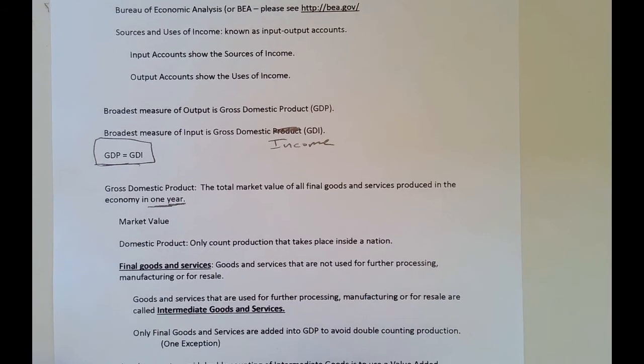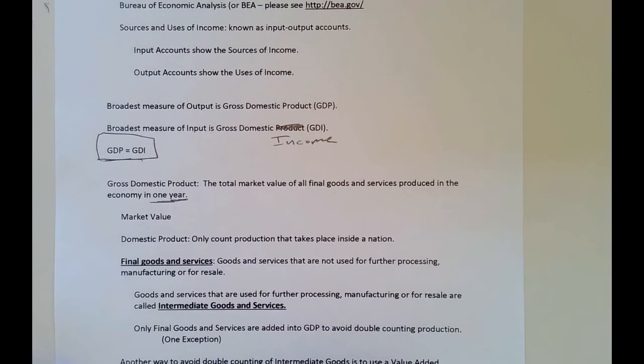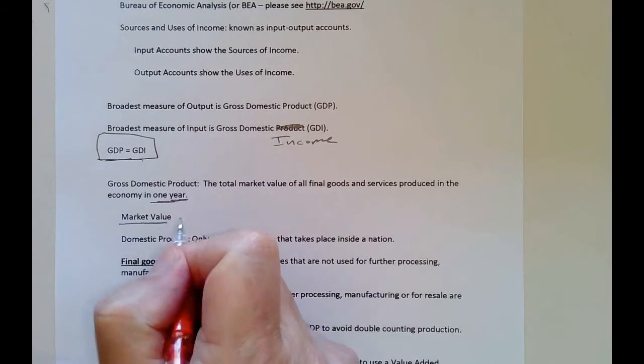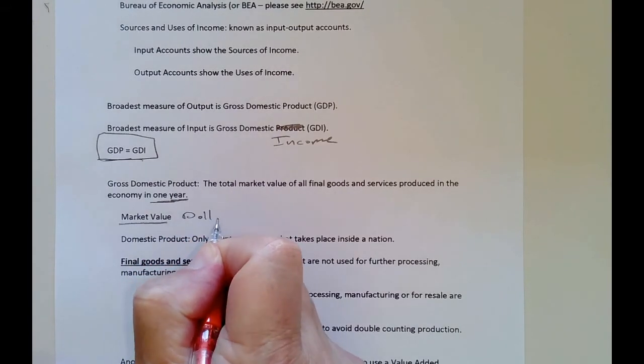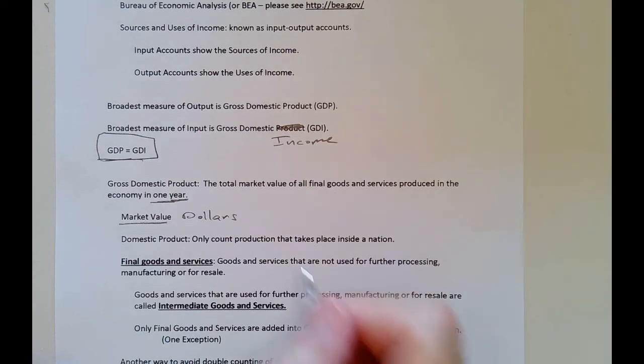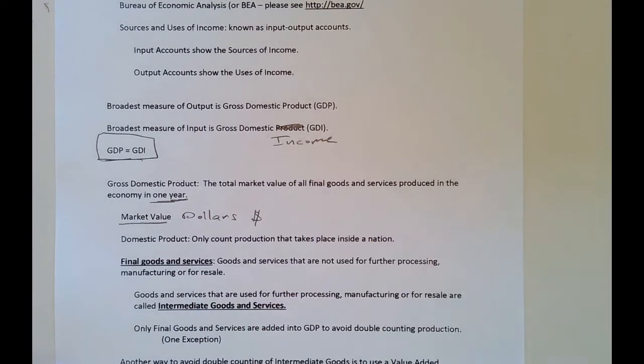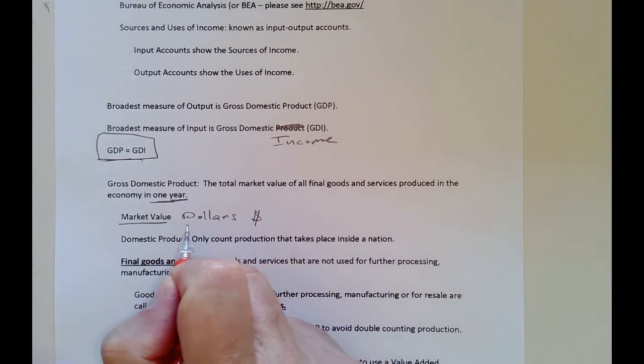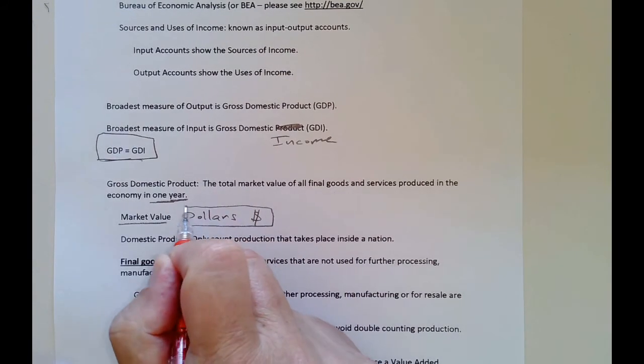Now, first of all, we have to understand that GDP is measured in dollars. It's a market value. You may have heard the phrase, you can't add apples and oranges, and that is literally true. We cannot add them together because they're different units. One is apples, one is oranges, but we can convert them into dollars, and dollars is the same unit for apples and oranges. And so all of the production that's put into gross domestic product is all measured in dollars. And that actually makes it kind of easy.